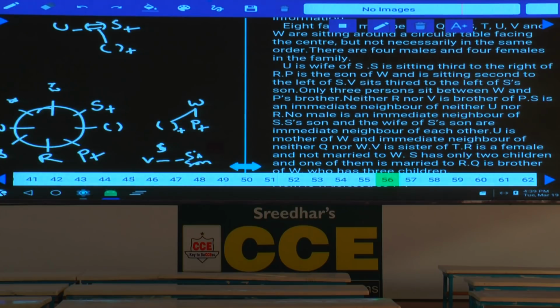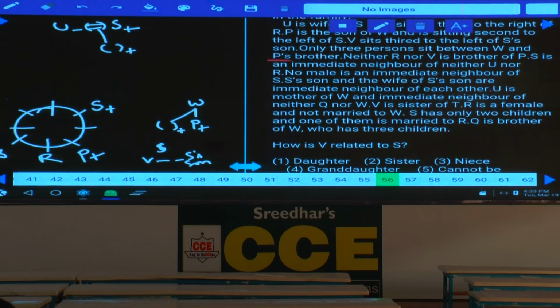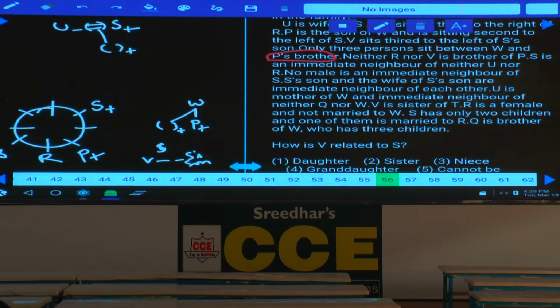Now W and P's brother. Then I'll come back to this one once again. Now this W and P's brother are opposite to each other, isn't it? Only three persons between W and P's brother. P is having a brother, just underline this one. And neither R nor V is the brother of P. Neither R nor V is the brother of P, isn't it?